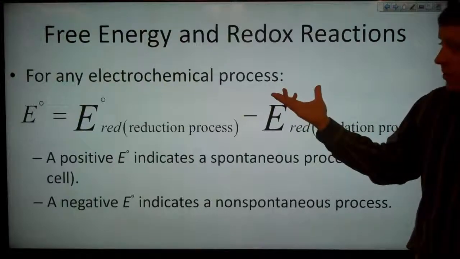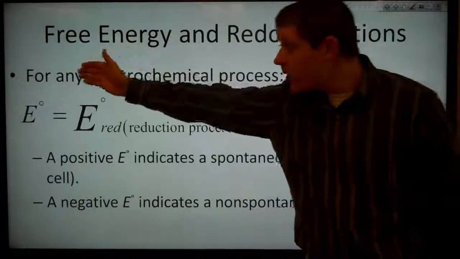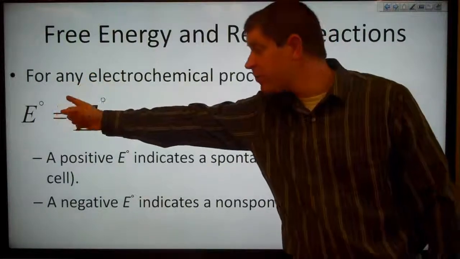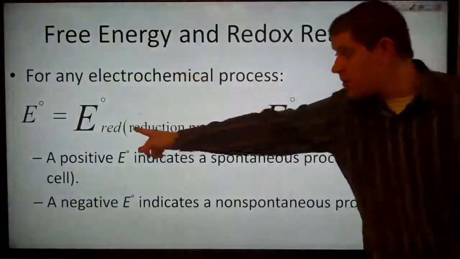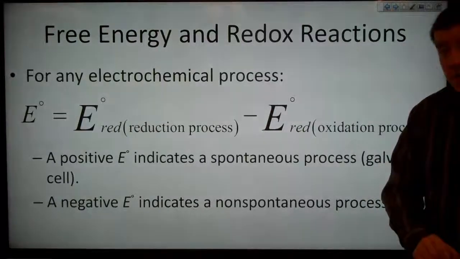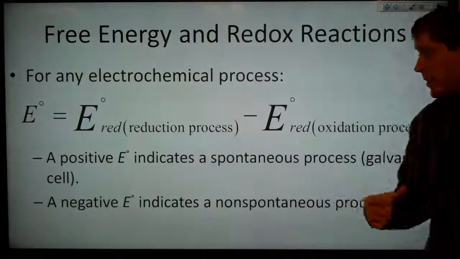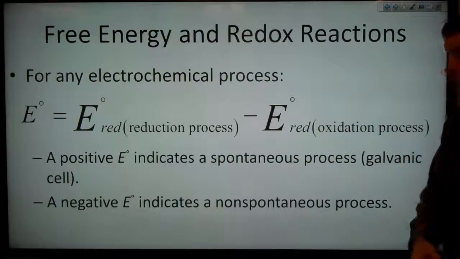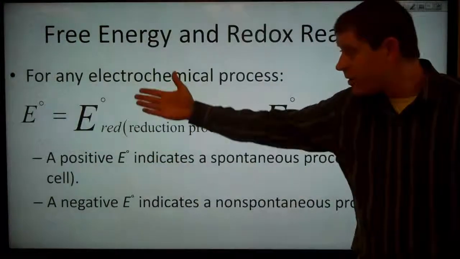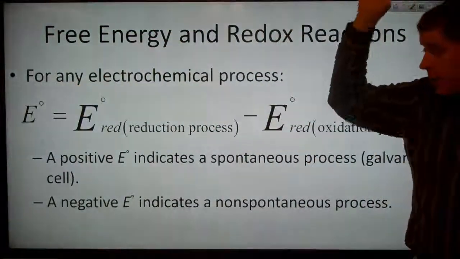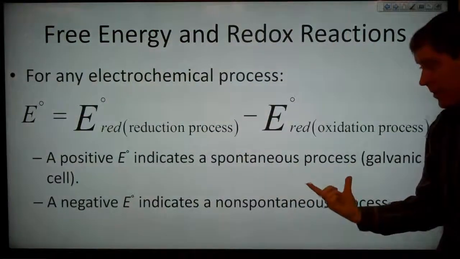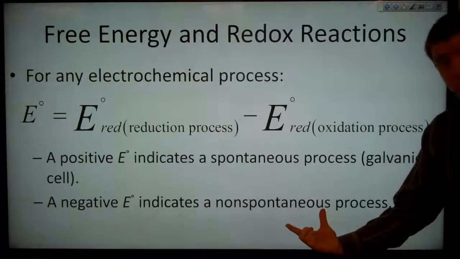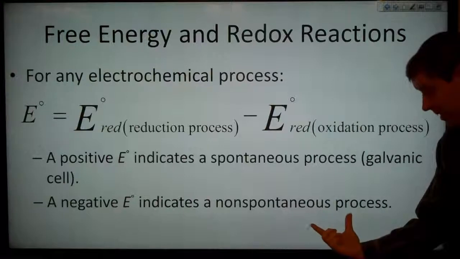For any electrochemical process, we know that the standard cell potential for the complete cell is equal to the standard reduction potential for our reduction process minus the standard reduction potential for our oxidation process. And a positive E0 for the cell indicates a spontaneous process. A negative cell potential indicates a non-spontaneous process.